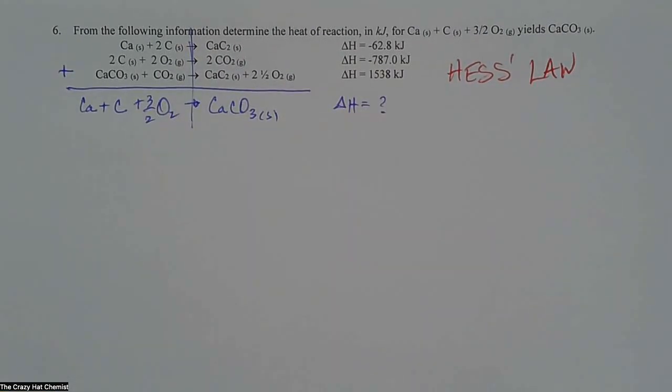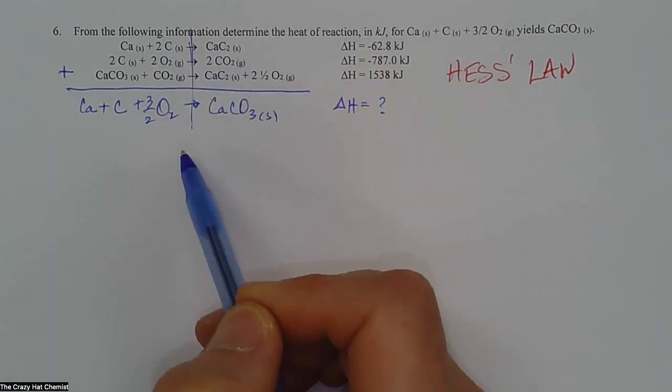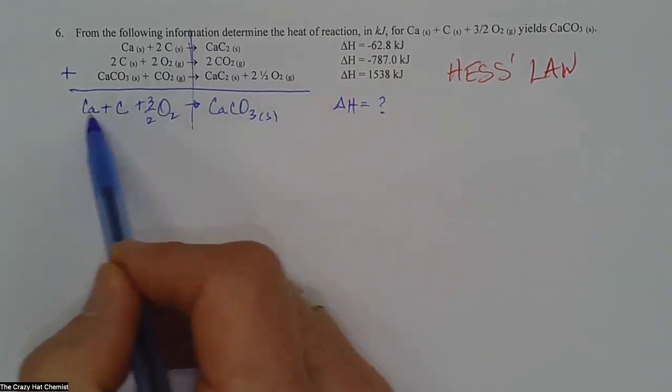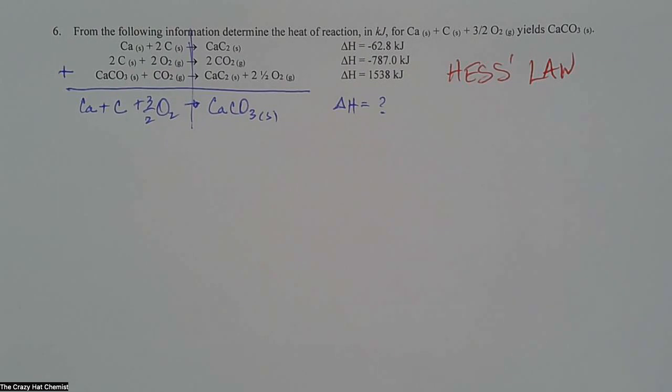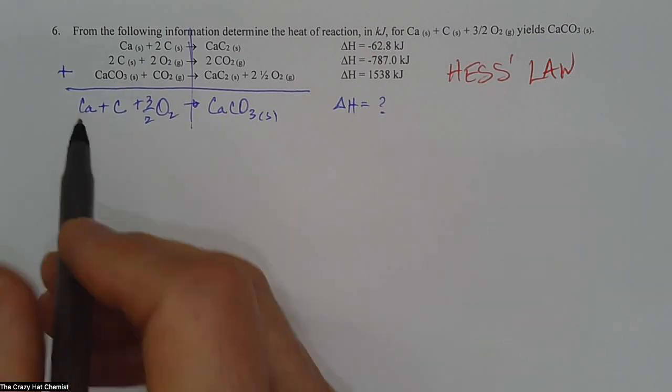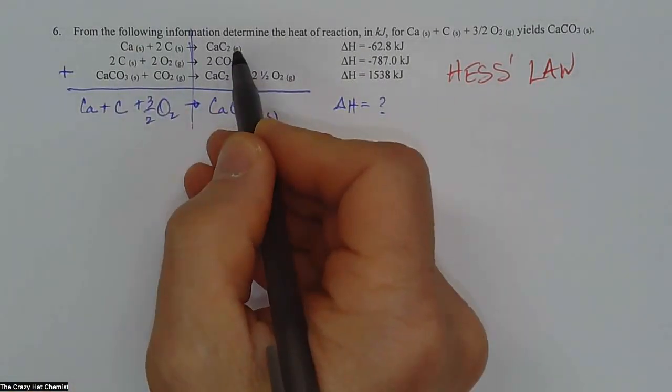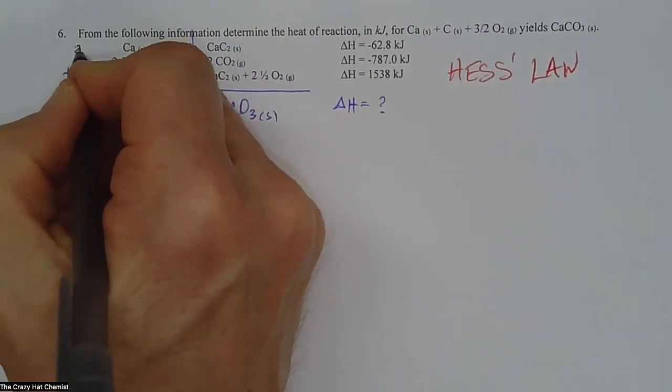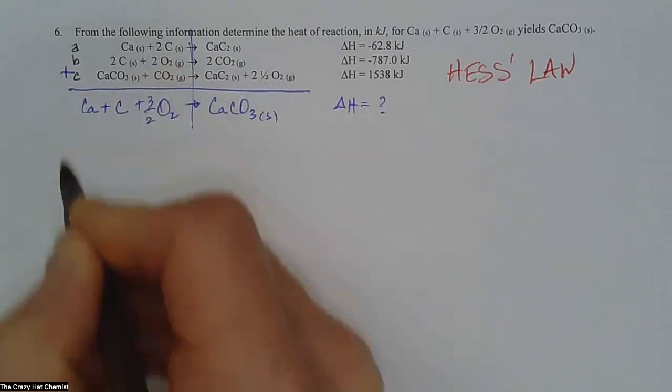So I need to find a way to add up these 3 equations such that they equal this net equation right here. Okay, and so I'm going to do just little tiny steps and we'll figure out how to get this problem done. And it's really not too bad at all. Okay, so here we go. So I'm going to find things that are in the net equation, which are in these equations. I'll call this equation A, B, and C.